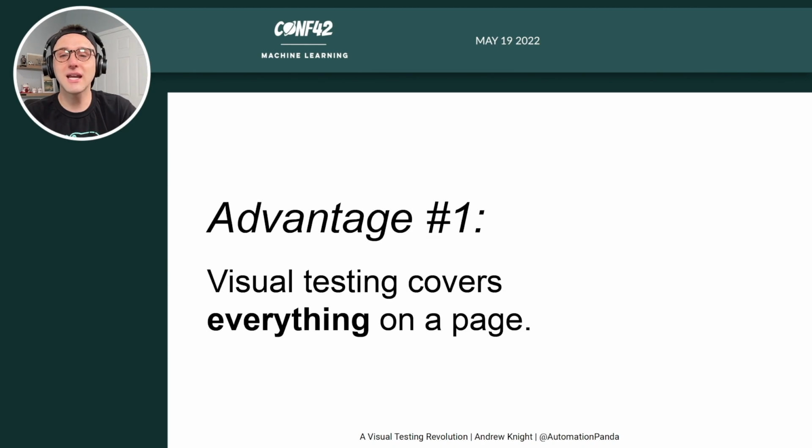One visual snapshot captures everything on the page. As a tester, you don't need to explicitly state what to check. A snapshot implicitly covers layout, color, size, shape, and styling. That's a huge advantage over traditional functional test automation.